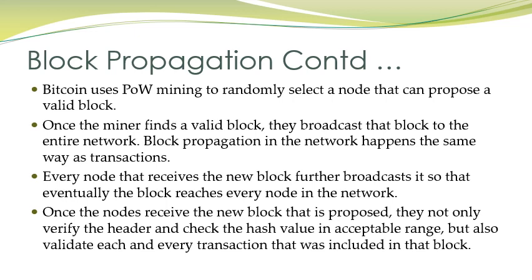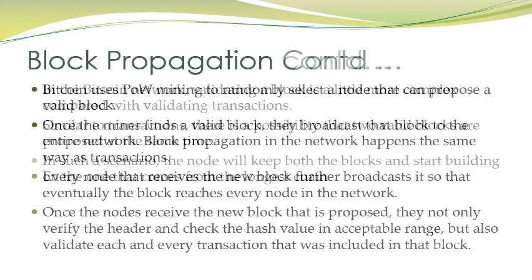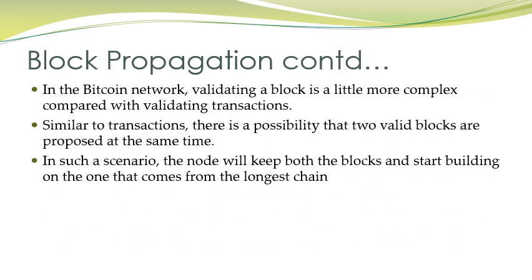All the nodes in the blockchain will receive this newly proposed block, and every node will verify and validate the transactions included in the block. Each transaction is validated, the nodes will verify the header of the block, and check the hash value, whether it is in the acceptable range or not. So in the Bitcoin network, validating a block is a little more complex compared with validating transactions.